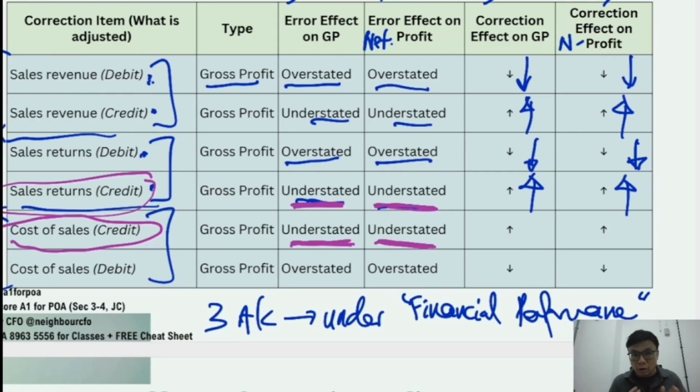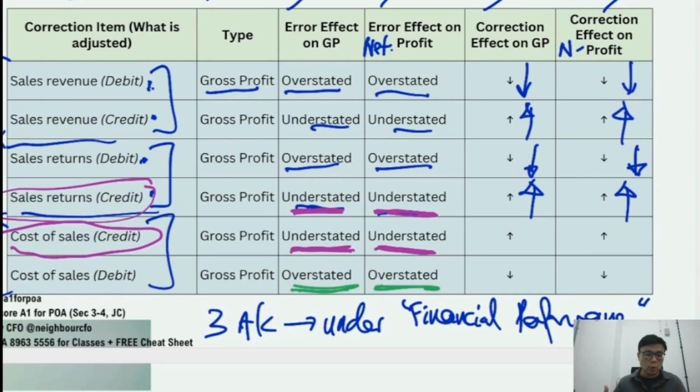The last line item, cost of sales, the correction will be a debit. So this is the flip side of what we went through earlier on, which is cost of sales, credit. In this instance, of course, the opposite scenario will happen. The error effect on the GP and the NP on start will be overstated, and because of that, you will need to do a debit of the cost of sales. And when you do that, you will realize that your GP and your NP, the effect will therefore reduce.